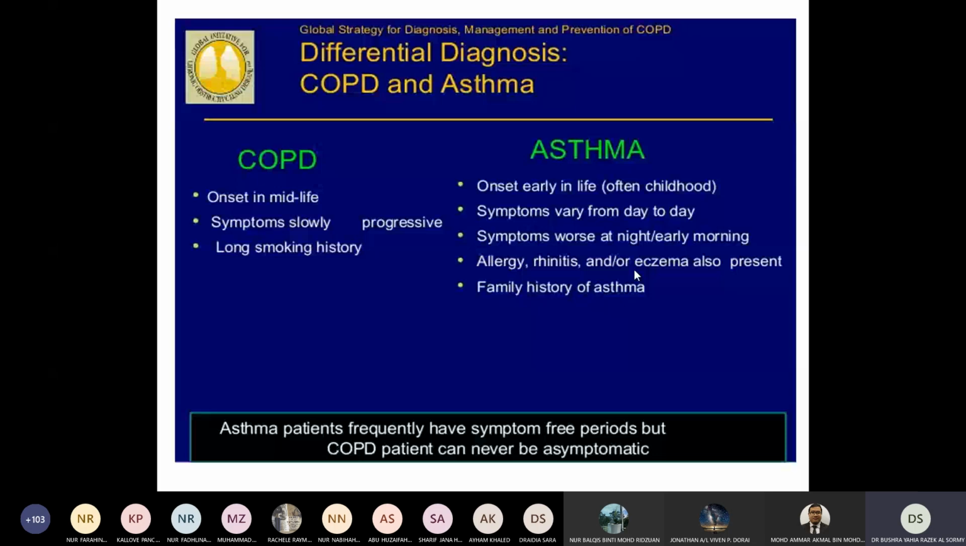You have to know how to differentiate between asthma and COPD. Both have wheezing, bronchospasm, and the same features, but there is a difference when we say this is an asthmatic person or COPD. COPD usually has onset in mid life, but in asthma there is usually a history of asthma in childhood.